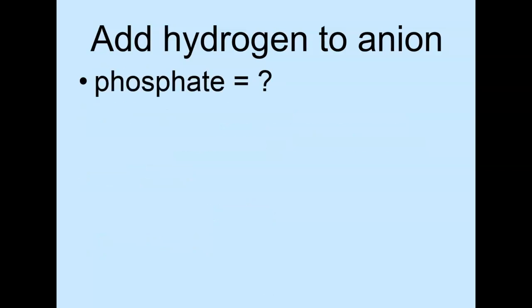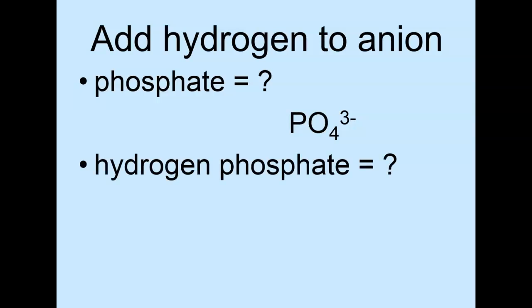And so let's look at a couple more. What is phosphate? You can look it up on your chart if you haven't memorized it yet. And that's PO4 with a 3 minus charge. I put hydrogen with it, and I get HPO4 with a 2 negative charge because it now has an extra proton.